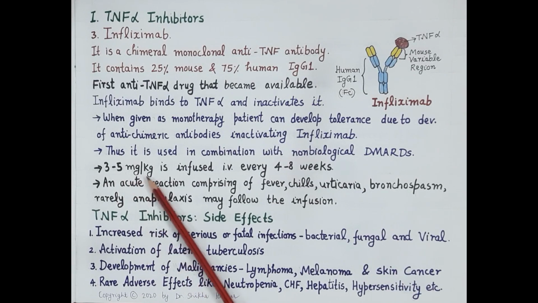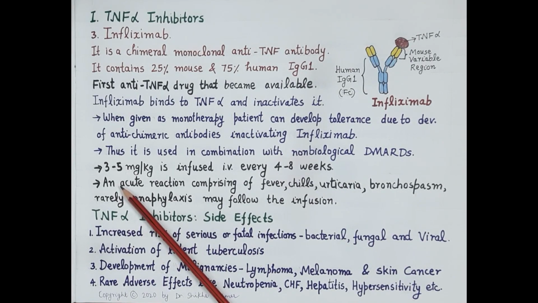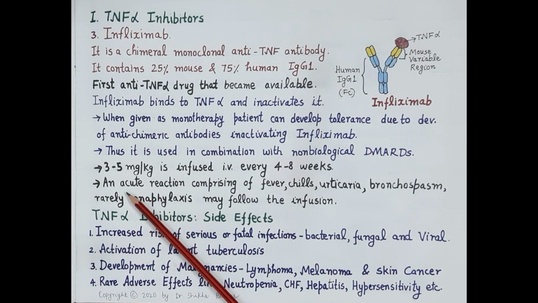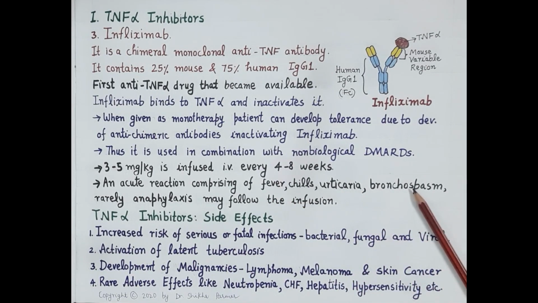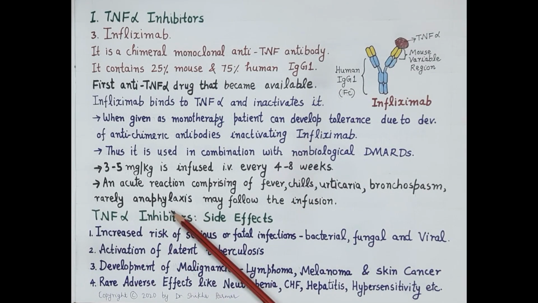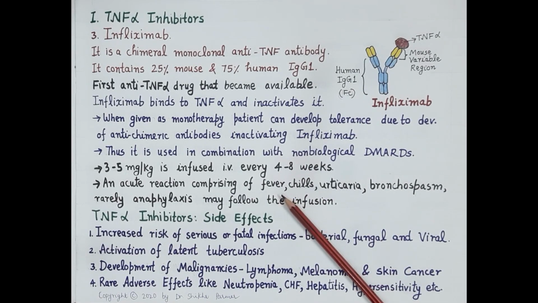Now 3 to 5 milligram per kilogram of infliximab is infused IV every 4 to 8 weeks. Again, since it is a chimeric antibody, infusion of infliximab can cause an acute reaction comprising fever, chills, urticaria, bronchospasm, and it can rarely cause anaphylaxis also. So this is about infliximab.